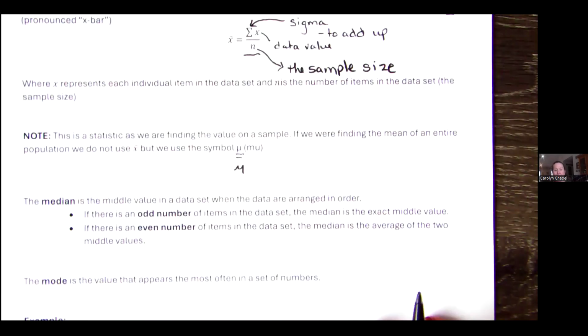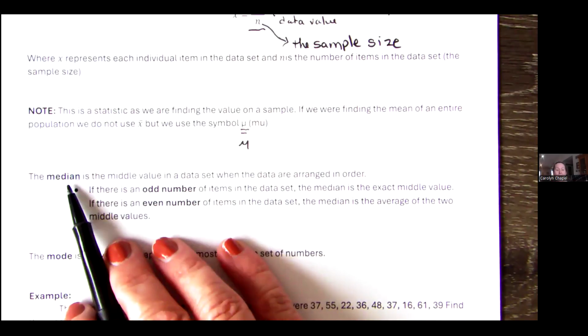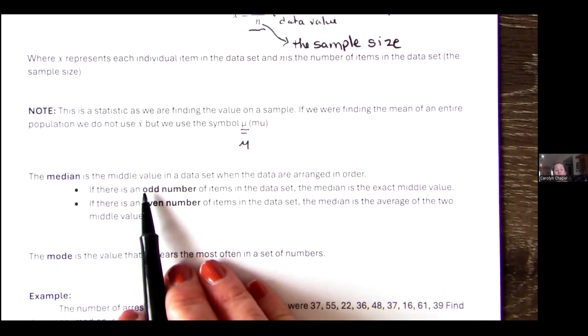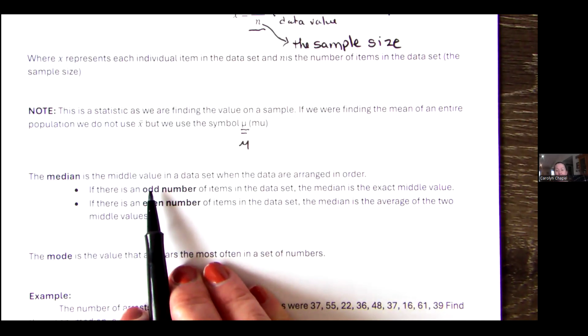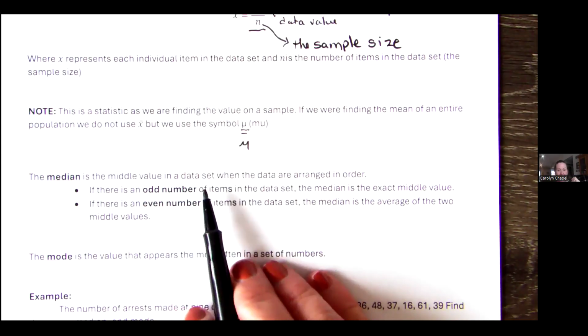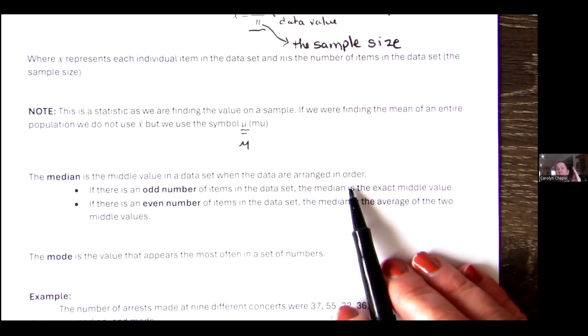Another way to measure the center is finding the median. And the median is the actual middle value of our data. Kind of like the median, when you're talking about roadways, is the area between two highways. So this is going to be the middle of our data. So first thing we have to do is arrange it in order. So we don't want the middle one that came to us, but the middle in sequential order.